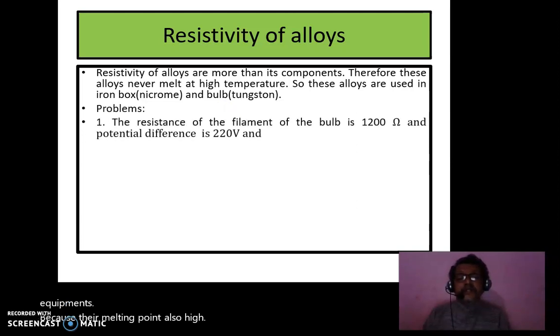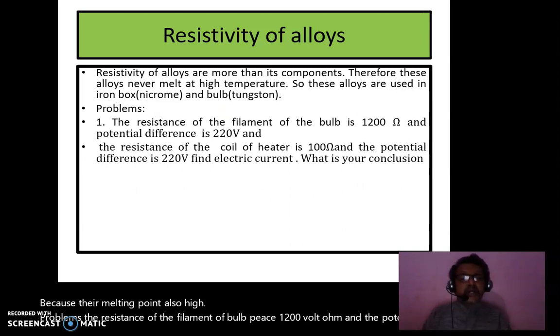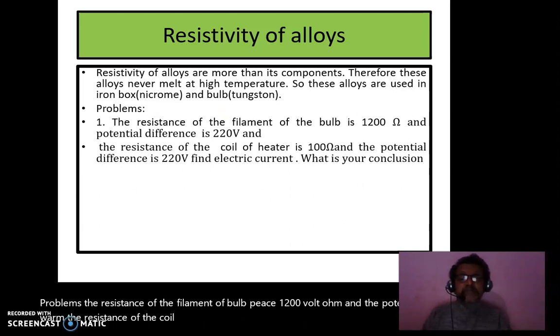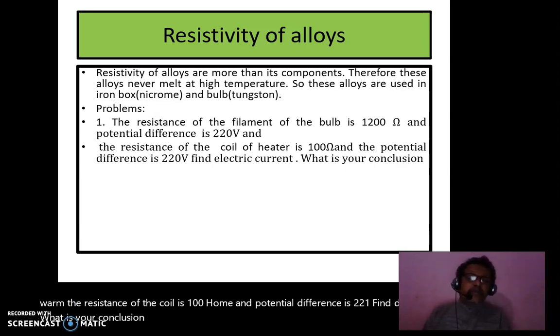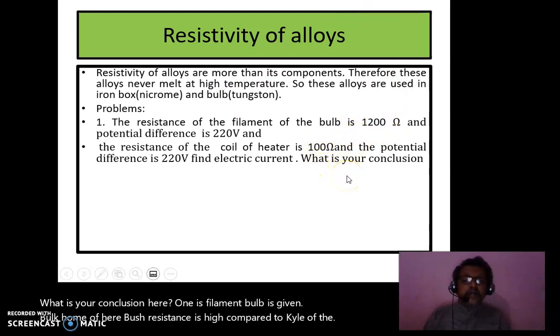Problems. The resistance of the filament of a bulb is 1200 ohm and the potential difference is 220 volt. The resistance of the coil is 100 ohm and the potential difference is 220 volt. Find the electric current. What is your conclusion? Here one is the filament of the bulb. Observe here, the bulb's resistance is high compared to the coil of the iron box or heater.